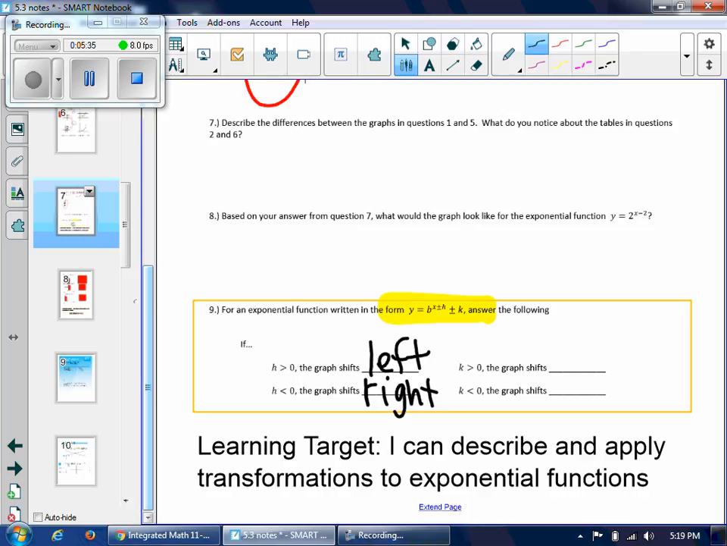Last but not least, if k is greater than 0, it means it's being added to your function, which means the graph will travel up, and vice versa. If k is negative, your graph will travel down. You just learned how to apply and describe transformations with exponential functions. Great job.